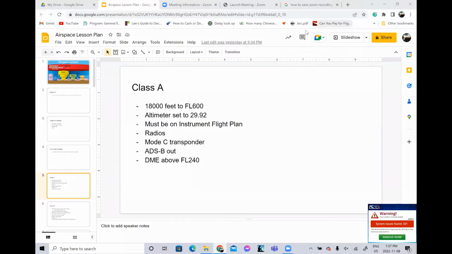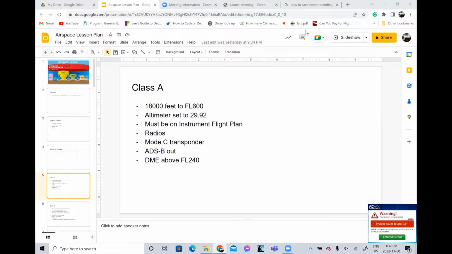So the first controlled airspace we're going to talk about is Class Alpha. It starts at 18,000 feet MSL and goes up to flight level 600, which is 60,000 feet. In this airspace, altimeters must be set to 29.92, and you must be on an instrument flight plan. Since I just mentioned that you have to be on an instrument flight plan, VFR pilots are not allowed to fly in this airspace, so we won't have to worry about it.